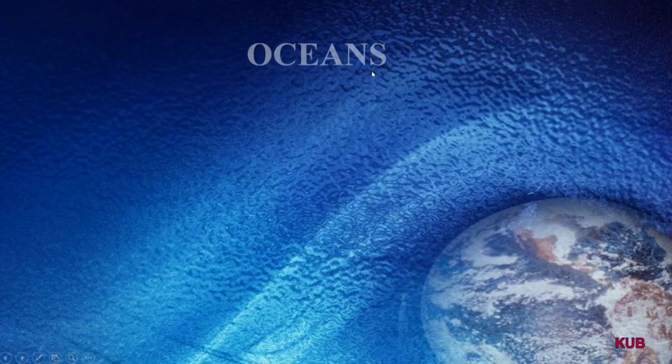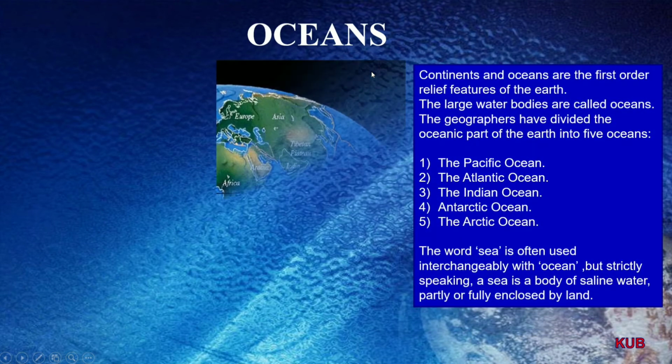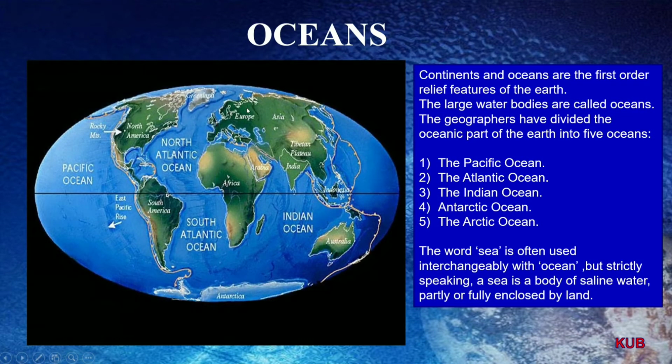Let's discuss oceans. Continents and oceans are the first order landform features of the earth, and the large water bodies are called oceans. The geographers have divided the ocean into 5 major oceans: the Pacific Ocean, the Atlantic Ocean, the Indian Ocean, the Antarctic Ocean, and the Arctic Ocean. The word sea is often used interchangeably with ocean, but strictly speaking, a sea is a body of saline water, partly or fully enclosed by land.